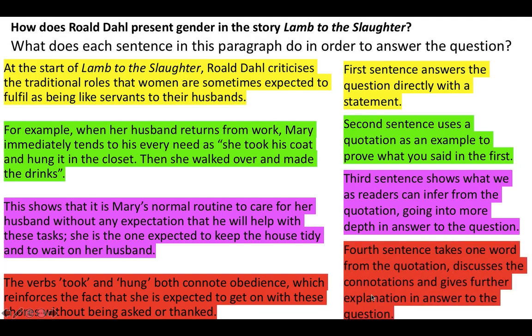And then my very last sentence here, I've taken one word from the quotation, discussed the connotations, and given further explanation, again, to answer the question. So let's test that out. The verbs took and hung both connote obedience, which reinforces the fact that she is expected to get on with these chores without being asked or thanked. So I've actually chosen 2 words from the quotation, which you're absolutely welcome to do. That's a bit of a stretch, I guess. They both happen to be verbs, so in this case I've been able to say the verbs took and hung.